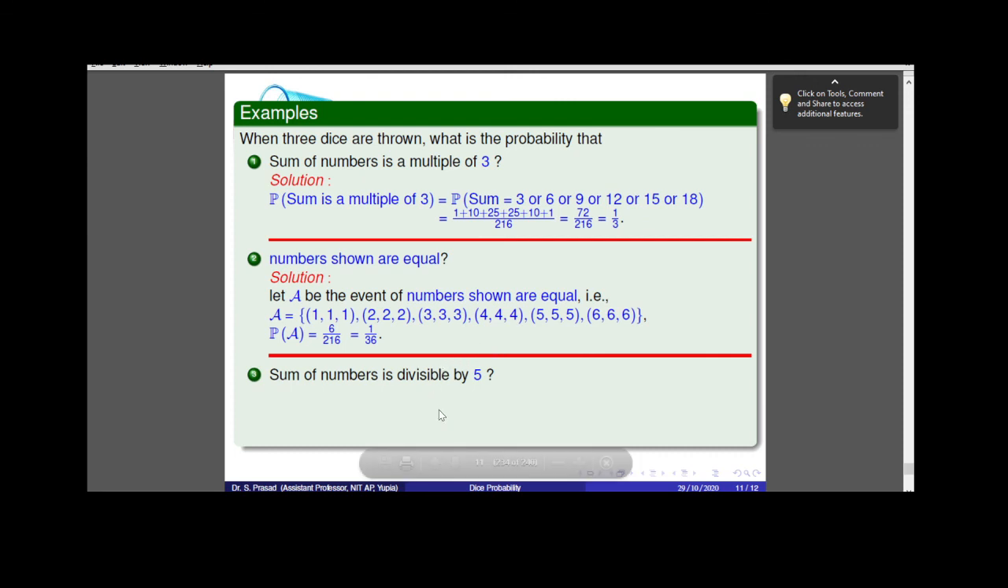Now the sum of the numbers is divisible by 5. We write the sum is divisible by 5: sum equal to 5 or 10 or 15. Then 5 occurs 6 times plus 10 occurs 27 times plus 15 occurs 10 times, then divided by 216. 216 is the total number of possible outcomes for throwing 3 dice. And after simplifying we get the result 43 by 216.